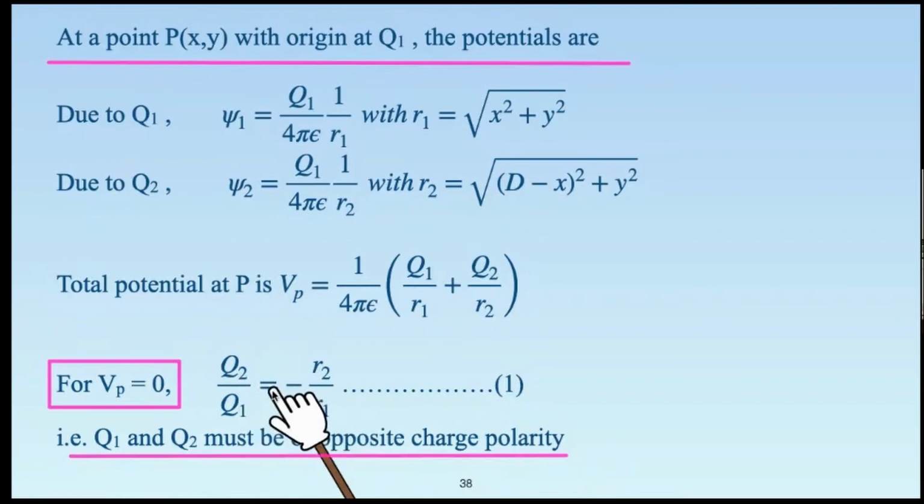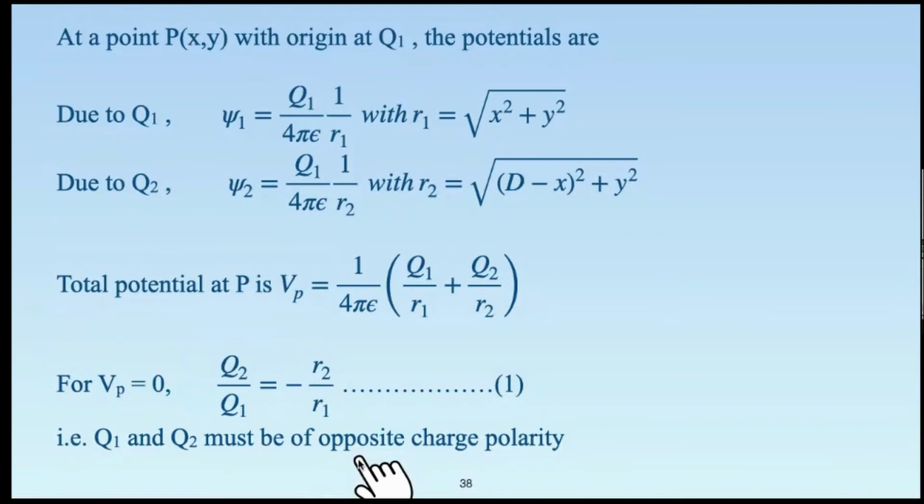Q2 upon Q1 is equal to minus of some constant ratio of diameters, these radii, distances. Okay, so Q2 must have opposite polarity to Q1. This is the first condition obtained. Let us now move ahead to the further part of the derivation.